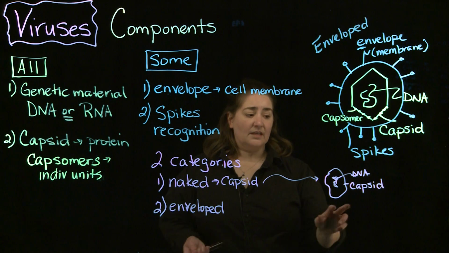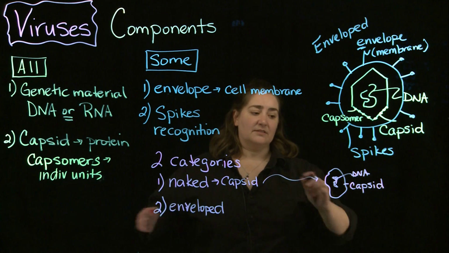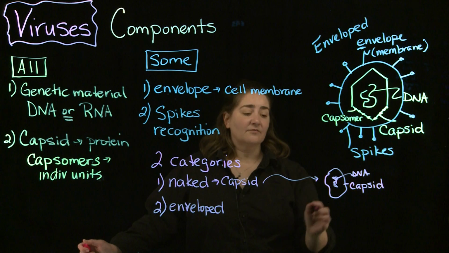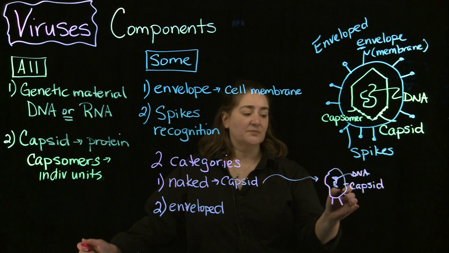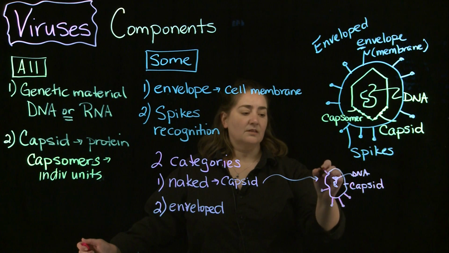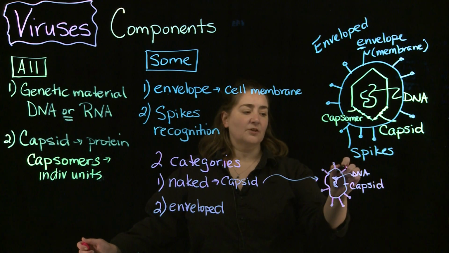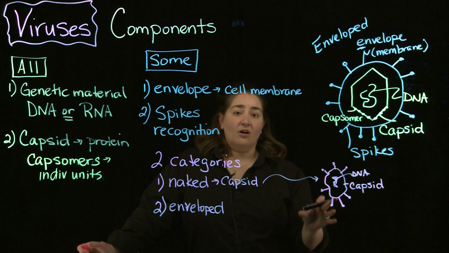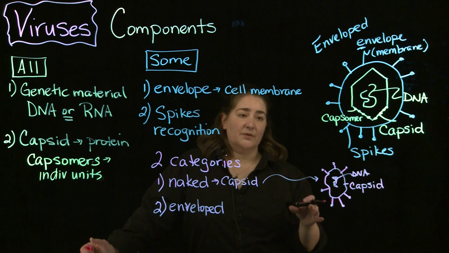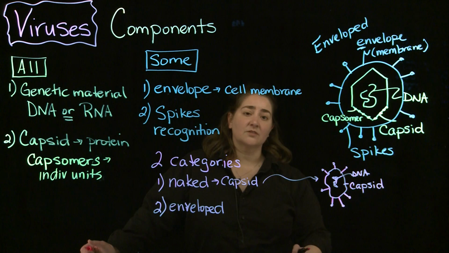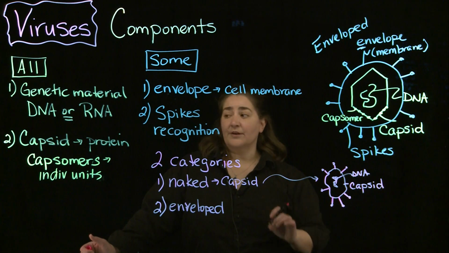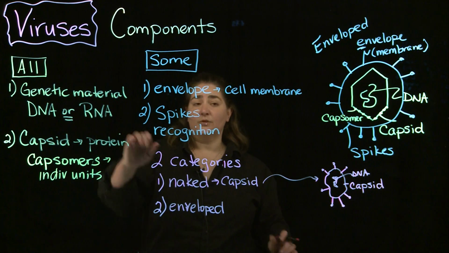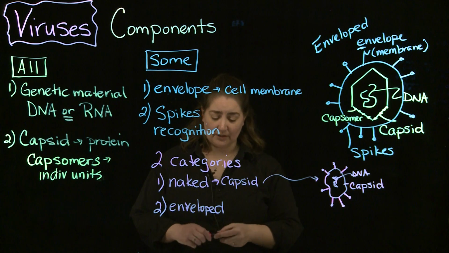Now our naked viruses can also have spikes associated with them. The spikes don't necessarily have to go with the envelope. But not all viruses will have spikes. Not all viruses will have envelopes. All viruses will have capsids and will have genetic material.